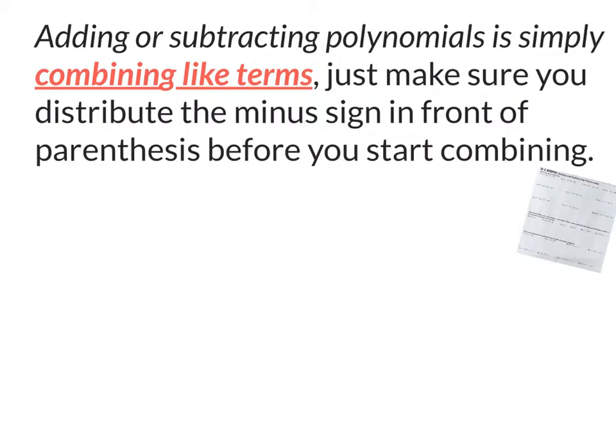So right here, to finish up the lesson, we already know how to classify it, but in addition to classifying, we need to be able to add and subtract polynomials. So how do we add or subtract polynomials? We already know how to do it. It's simply combining like terms. We've combined like terms in the past. You combine the x's with the x's, the numbers with the numbers, the x squares with the x squares, the x to the thirds with the x to the thirds. Now, combining like terms is just adding or subtracting depending on the sign that's in front. If you read along right here, the only thing you need to be careful for is to make sure that you distribute the minus sign in front of the parentheses before you start combining.